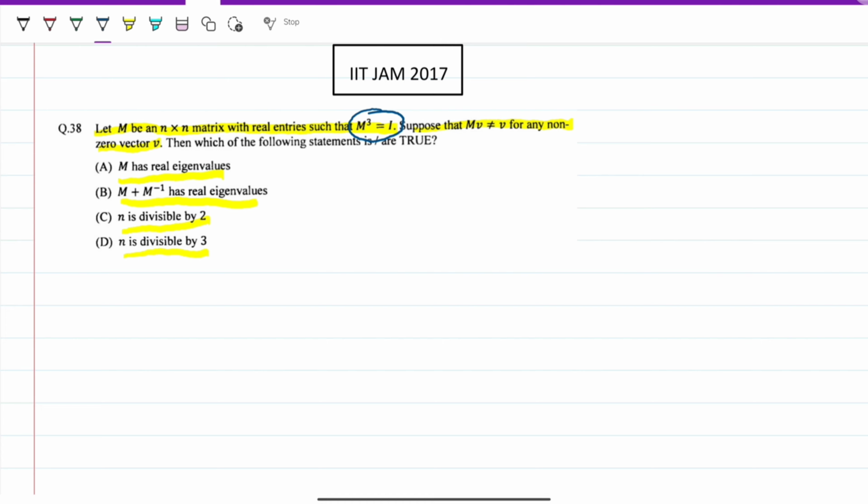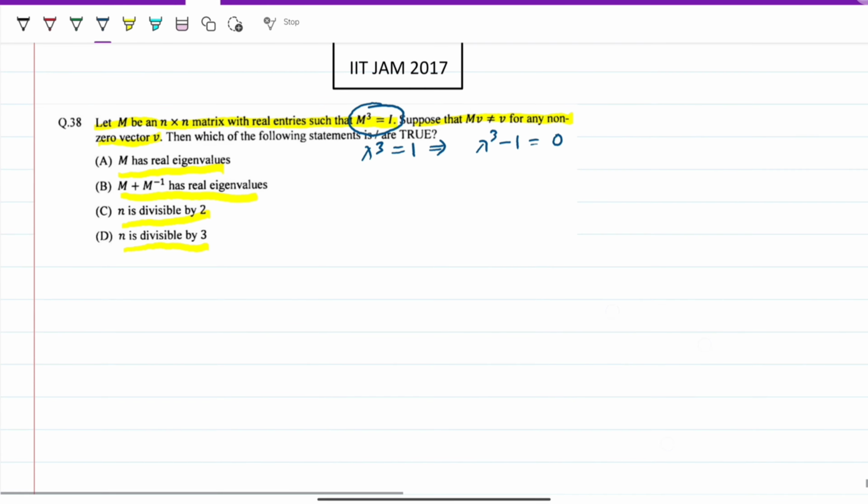So suppose lambda happens to be an eigenvalue of this particular matrix M, which has order n by n and real entries, then we can say that lambda cube is equal to 1, and this gives us that lambda cube minus 1 is equal to 0. For those who already know, the solutions of lambda cube equal to 1 are the cube roots of unity, which are given by 1, omega and omega square. Now we'll quickly solve this and see what these cube roots of unity are. Solving lambda cube minus 1 equal to 0 gives us, on factorization, lambda minus 1 times lambda square plus lambda plus 1 is equal to 0.